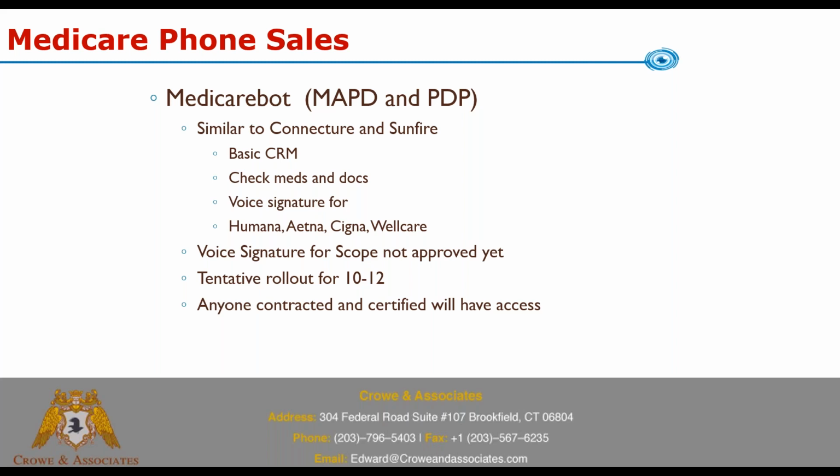And Medicare Bot will do pure voice signature for Humana, Aetna, Cigna, and WellCare. They're certainly going to add more carriers down the road, but that's what they're going to have when they roll out tentatively on October 12th. One of the flaws right now is the voice scope. The voice signature is approved. I misprinted that on the slide. Voice signature is approved, so you can do enrollments, take the app by voice for those carriers.